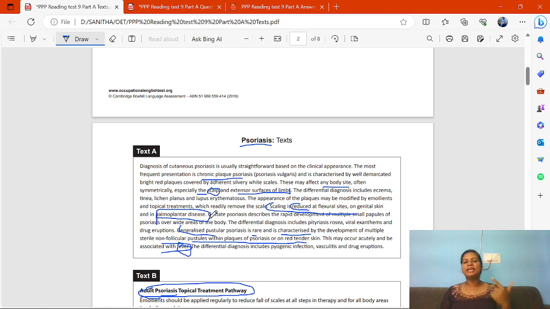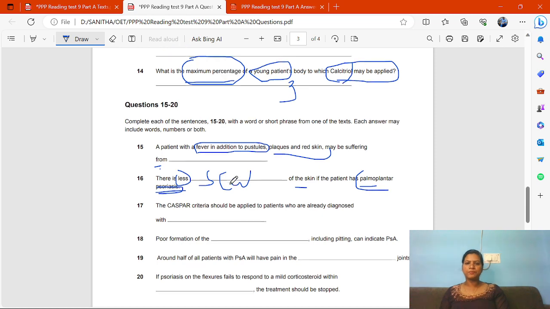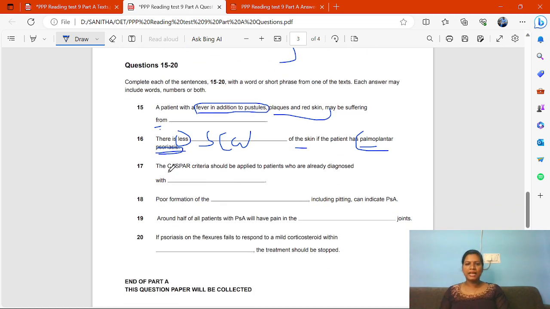So this is the way you have to find the answer. If you are stuck on any passage or any question, go there again and find the answer. Definitely you will get it. We are going to find the keyword. Here the keyword is here. We will get the answer at that point only, not any other place. Okay, so we got the answer: scaling. Are you getting my point?